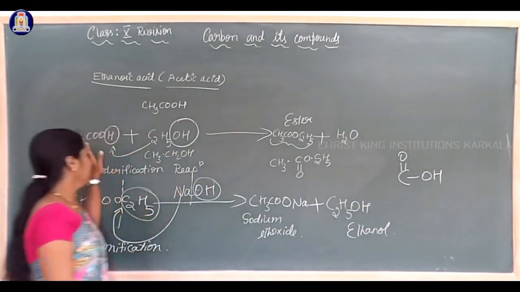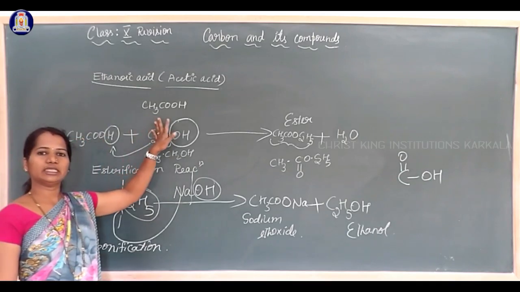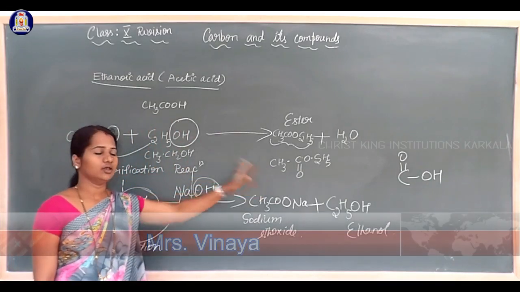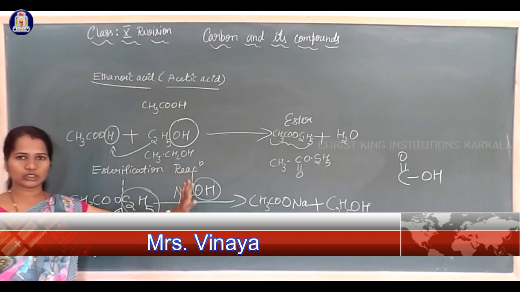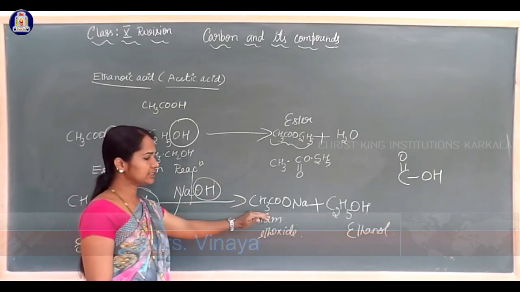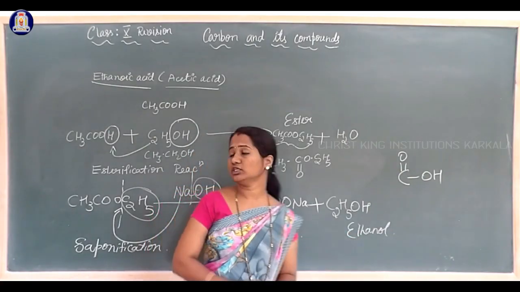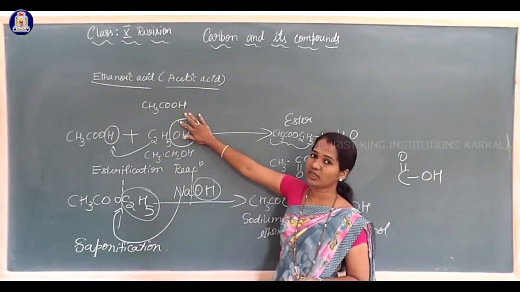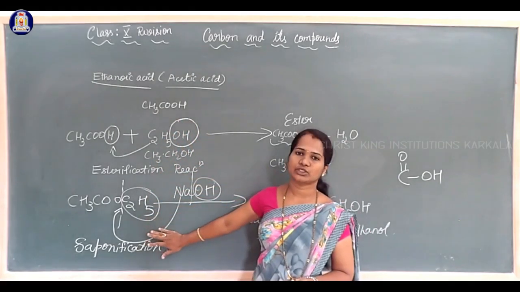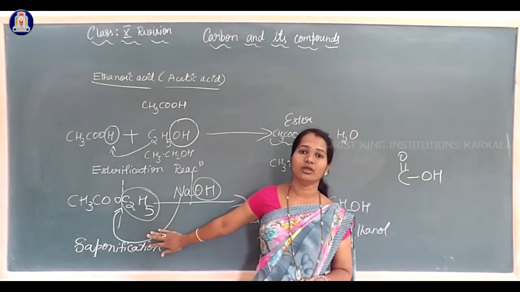When acetic acid is treated with ethanol, we get ester. When ester is treated with sodium hydroxide, we get ethanol once again. So this reaction is esterification reaction. This reaction is saponification reaction.